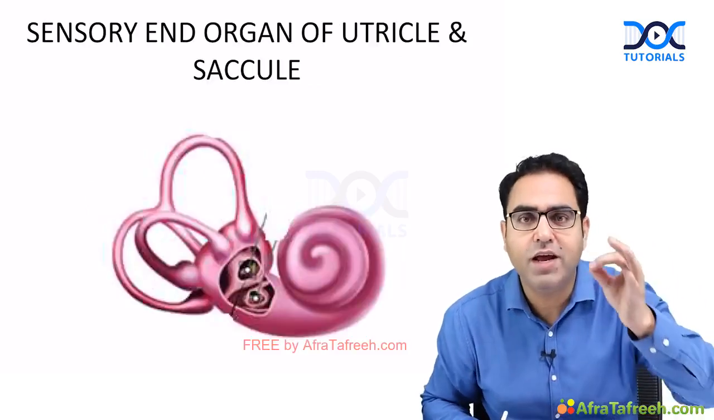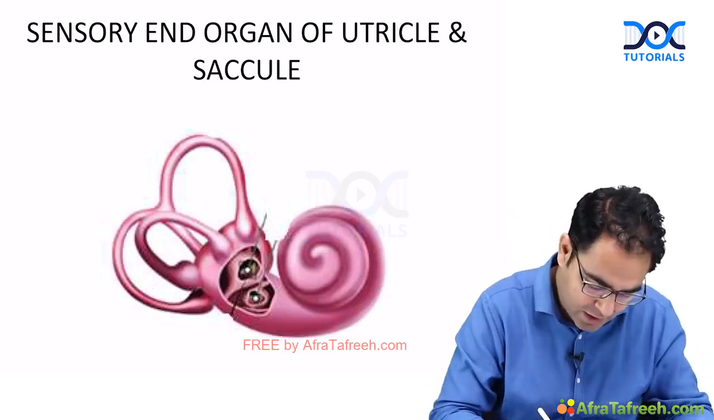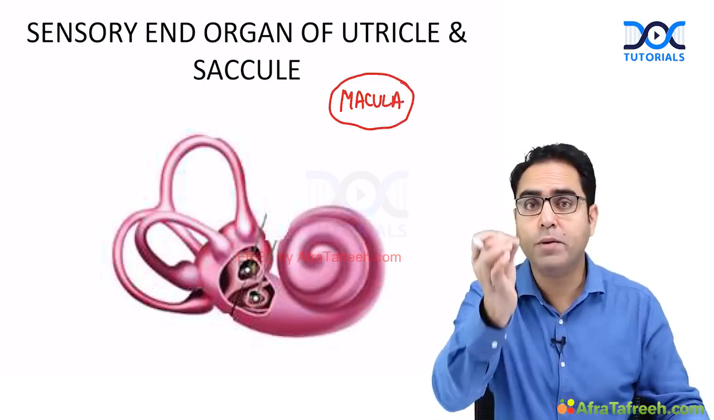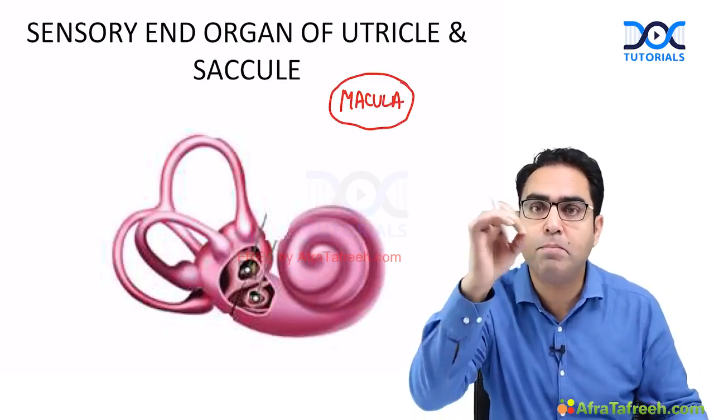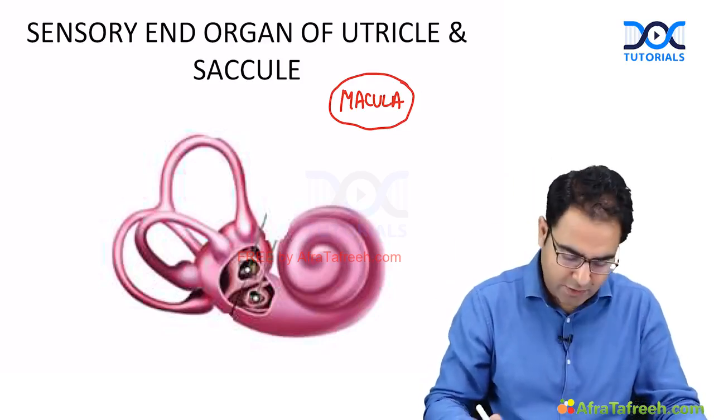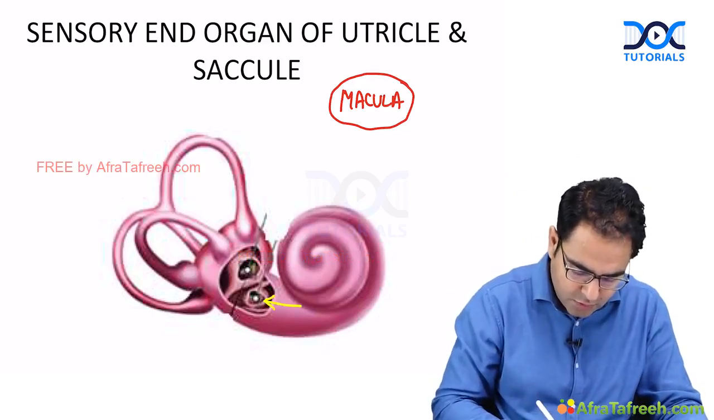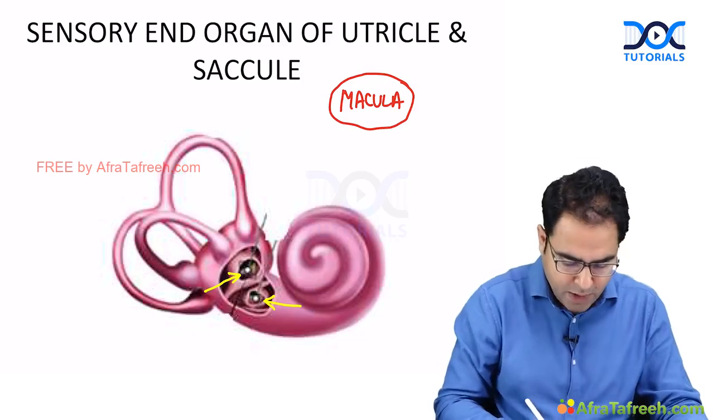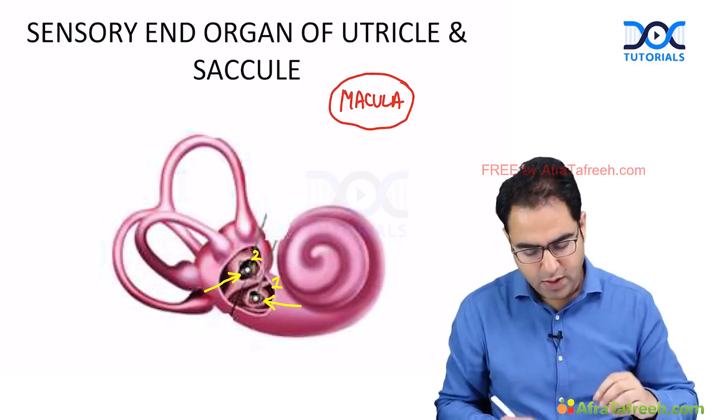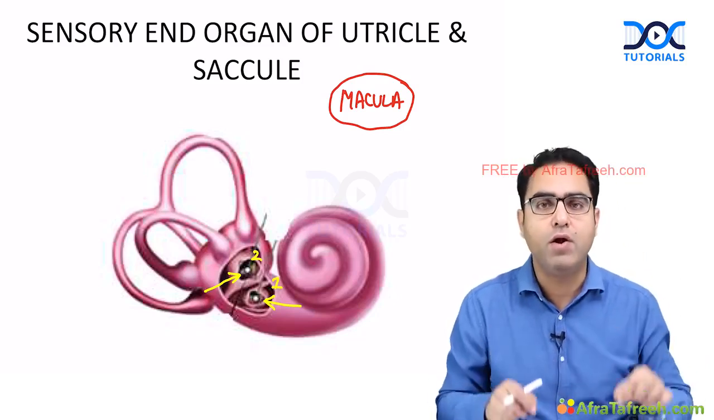What is the sensory end organ of utricle and saccule? Remember, macula. Utricle and saccule have a macula for linear balance. So macula is the sensory end organ of utricle and saccule. Please look at the screen. This is your saccule. This is your utricle. There is one macula here and a second macula here. Only two maculae. They have shown it open also, and within that one sensory end organ.